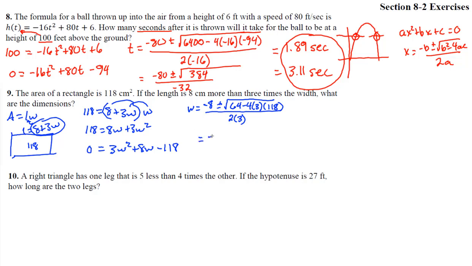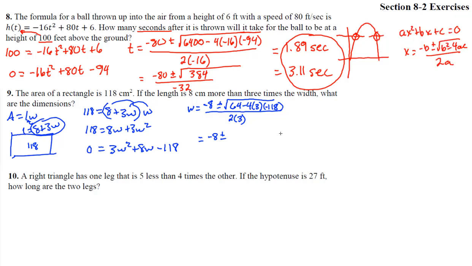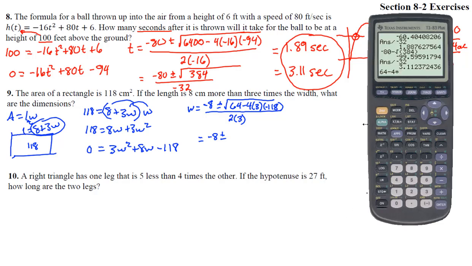So that is negative 8 plus or minus. Better punch that in. 64 minus 4 times, that's a negative 118. Got to make sure I didn't miss that. 4 times 3 times a negative 118.